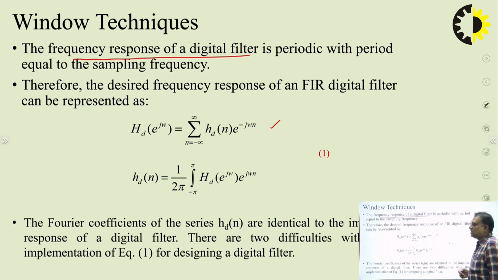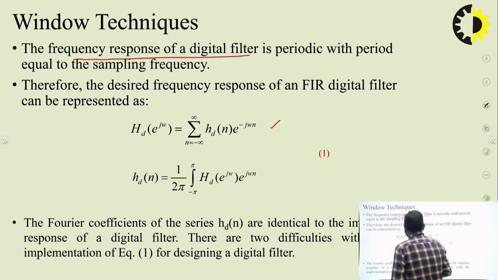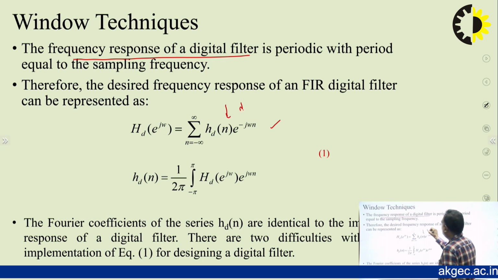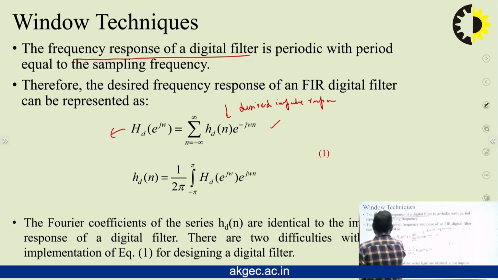You can see that the desired frequency response is always the response corresponding to your ideal filter. Whenever we are talking about desired frequency response, it should be for your ideal filter. So this is the expression: Hd(e^jω) equals summation n equals minus infinity to infinity hd(n) into e^(−jωn). Here hd(n) is your desired impulse response, and this is your desired frequency response.